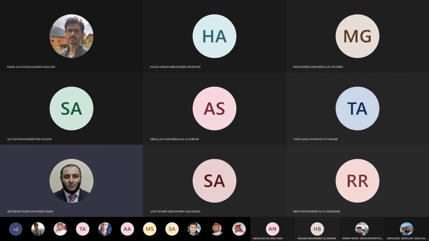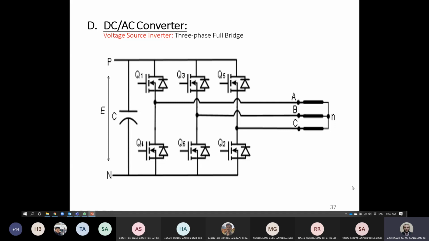Our three-phase inverter. Previously, we discussed the principle of pulse width modulation, and we discussed the different power electronic circuits used in electrical drive systems or variable frequency drives. Today, we are going to focus our discussion on the three-phase full bridge inverter, which is mostly used for three-phase AC drive or three-phase variable frequency drive.